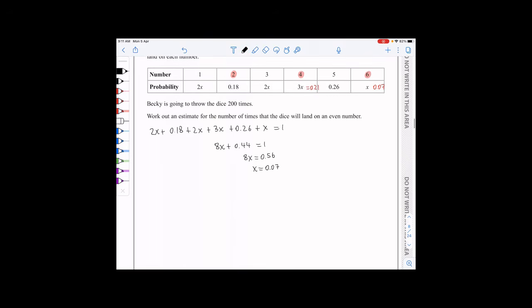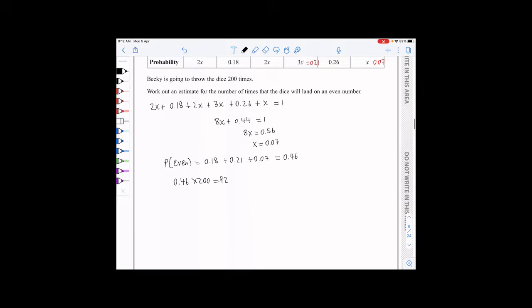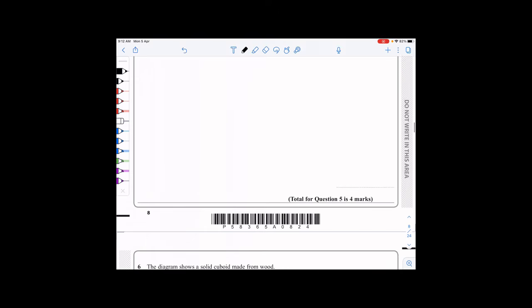So the probability that the dice will fall on an even number is just 0.18 plus 0.21 plus 0.07, which is 0.46. And then we're just gonna do 0.46 times 200, which gives an answer of 92. That's the number of times we expect to get an even number out of a total of 200 throws. So 92 here.